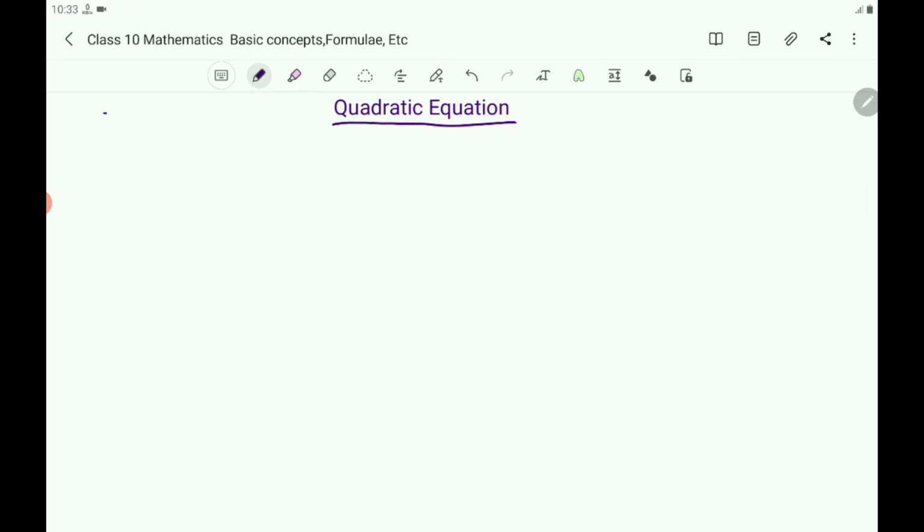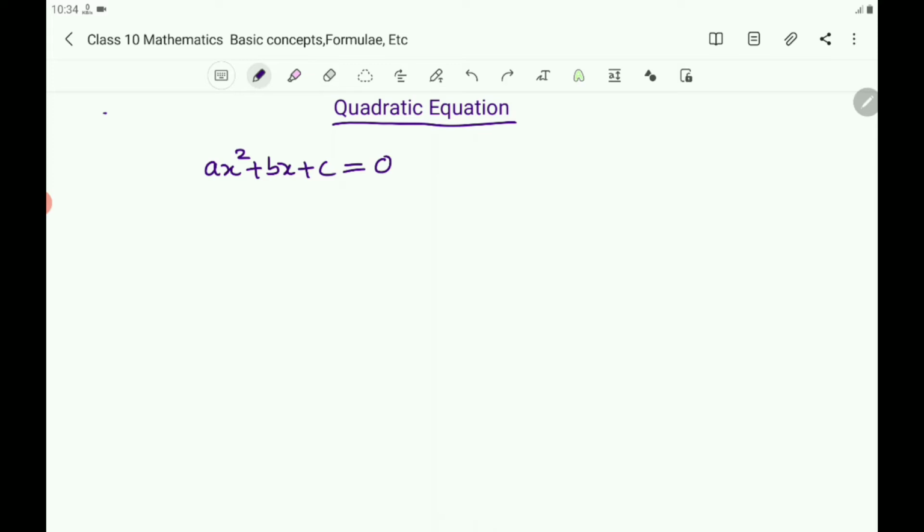You know the quadratic polynomial. The polynomial which is in the form of ax square plus bx plus c is called the quadratic polynomial. Here the highest power of the variable is 2. If it is equated to 0, then it becomes a quadratic equation. So here this quadratic polynomial is equated to 0.